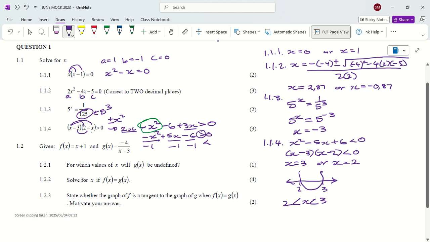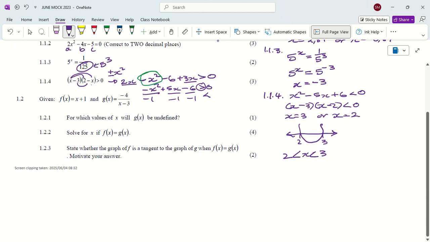Remember, we don't mark the parabola, we mark these values here. But the parabola, make sure which way you get the right answer. Understand? Sharp. Say correct.